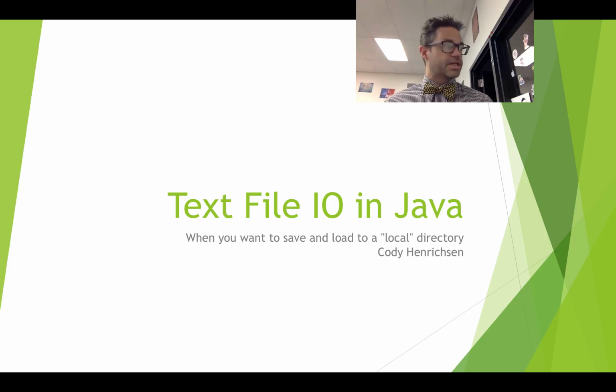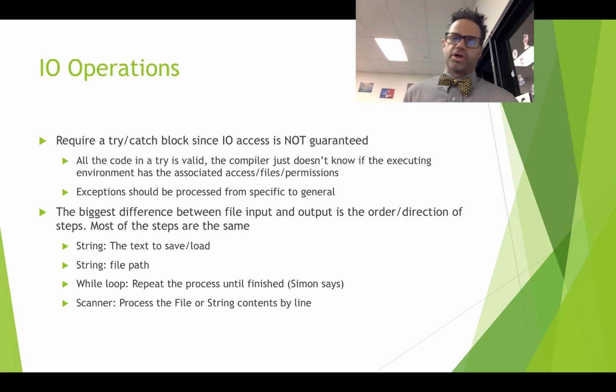Good morning. Today we're going to be looking at text file IO, aka input and output in Java. As you can see in my cute little subtitles, when you want to save to a local directory. When we're talking about IO operations, we have to have a try-catch block, because we don't have guaranteed access to either the file, the directory, the drive itself, possibly the network access, depending on what we're doing.